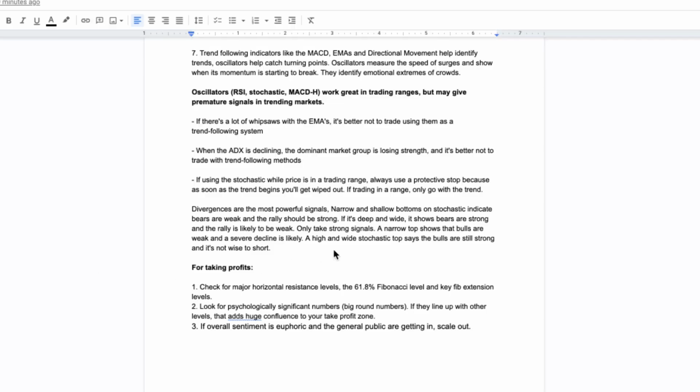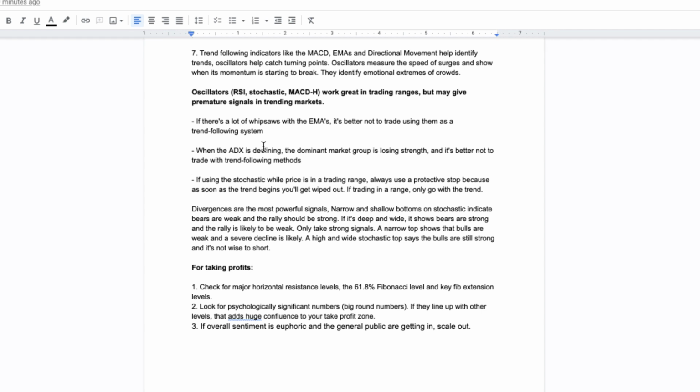Finally, when the ADX is declining, the dominant market group is losing strength, and it's better not to trade with trend following methods. I used to use the ADX, but I don't really use it anymore. So there are trend following methods, aka the oscillators: the RSI, the stochastic, the MACD. These are all trend following methods.